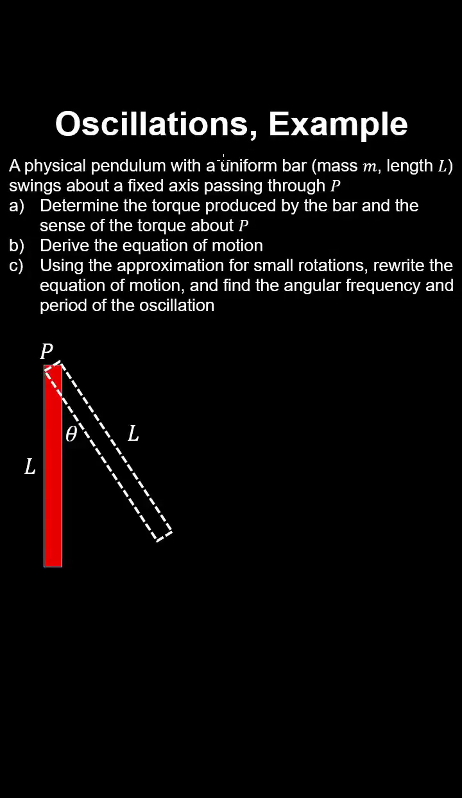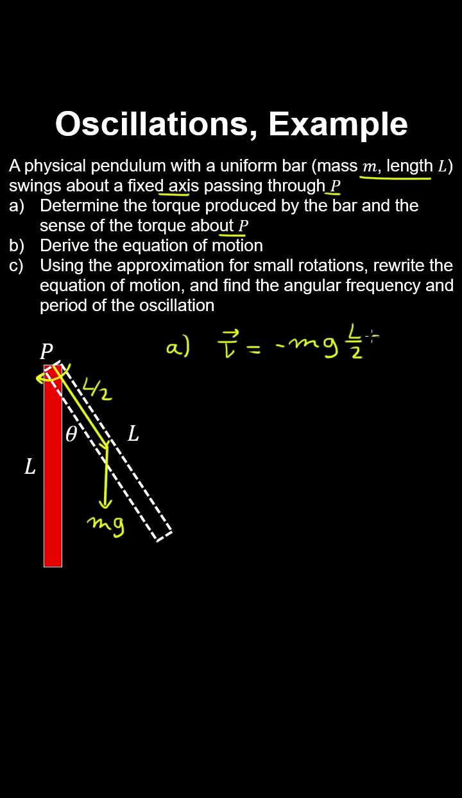collision. A physical pendulum with a uniform bar of mass m and length L swings about a fixed axis through P. And first we'll determine the torque produced by the bar and the sense of the torque about P. Well, we have the force of weight acting through the center of mass and a vector from the pivot point to this force, which has a length of L on 2. So effectively the torque by the right hand rule is negative, the force by the moment arm, and the vector has a direction into the screen.